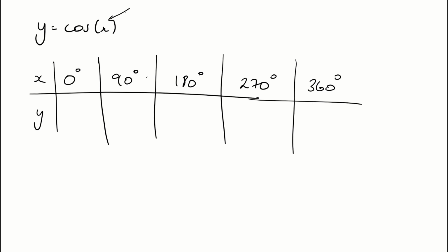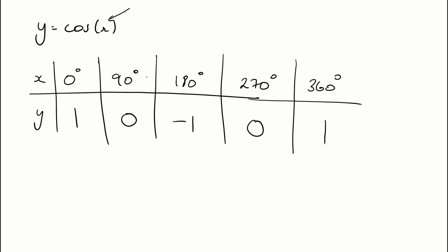So when x is 0 degrees, the cosine of 0 is just 1. The cosine of 90 degrees is 0. The cosine of 180 degrees is minus 1. The cosine of 270 degrees, we're back at 0. And the cosine of 360 degrees is also equal to 1.